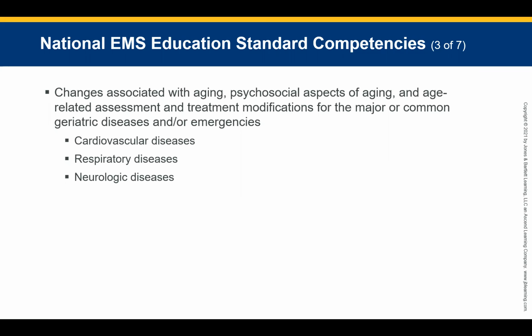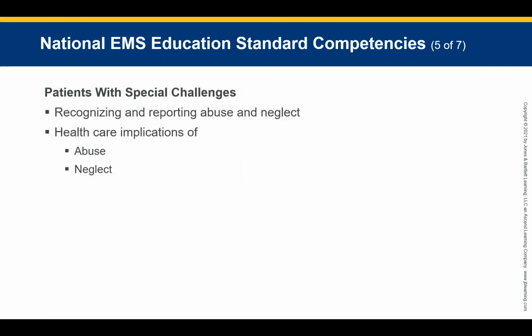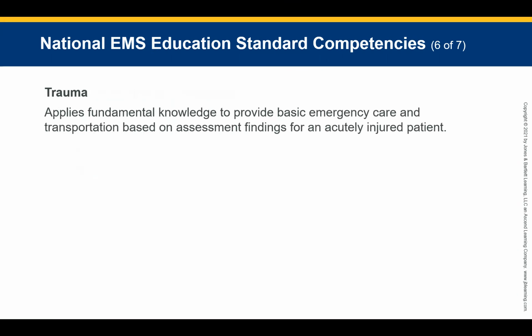We'll cover cardiovascular disease, respiratory disease, and neurologic diseases tonight. We'll also go over endocrine diseases, Alzheimer's, dementia. We'll talk a little bit about how we report abuse, kind of the same thing that we have for pediatrics like we did the other night. And then we'll talk about some geriatric neglect.